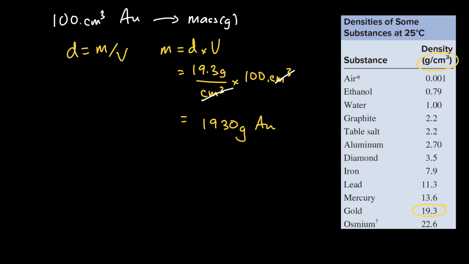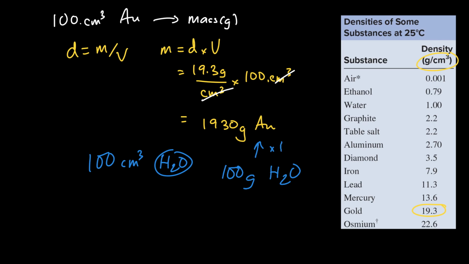I think this is incredible when you think about it, because 100 centimeters cubed of water would actually only have a mass of 100 grams. And you can see if you go to gold, it is 19.3 times heavier. So that's incredible. So gold has 19.3 times as much weight in exactly the same volume as water does.